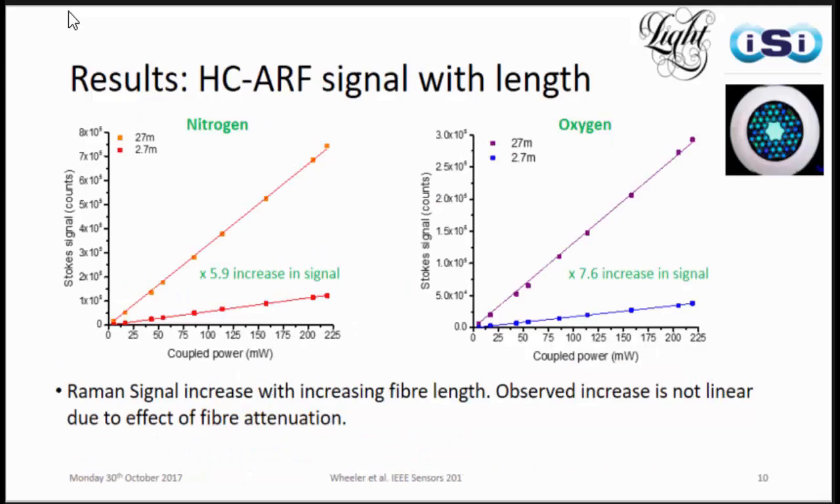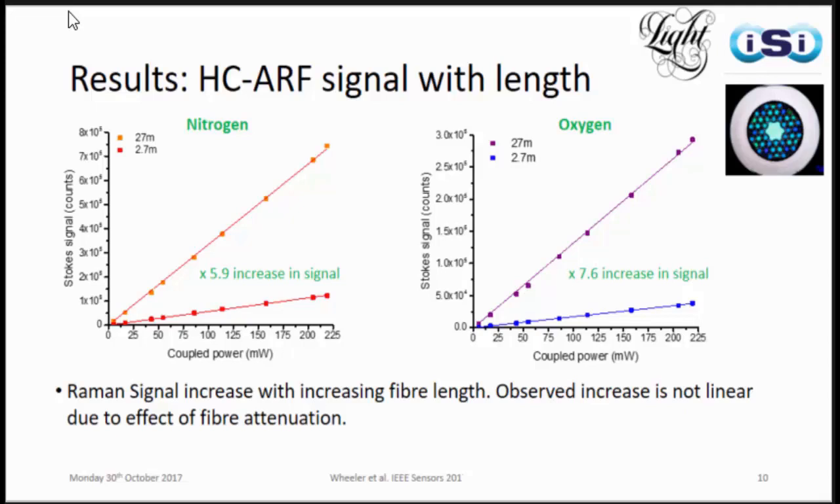So is there any case where the anti-resonant fibre can perform better or have any advantages? One thing we can think is the loss is lower, so we can use a longer length. Here we're comparing 27 metres with 2.7 metres, so we've scaled up the length by 10 times. This is just for the anti-resonant fibre, and we can look at the nitrogen signal and the oxygen signal.